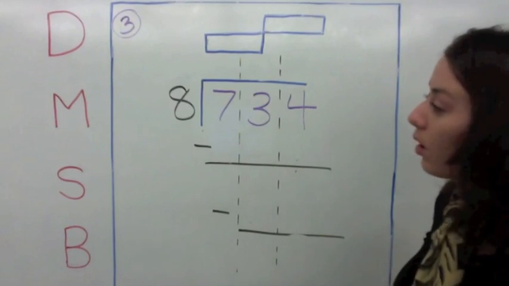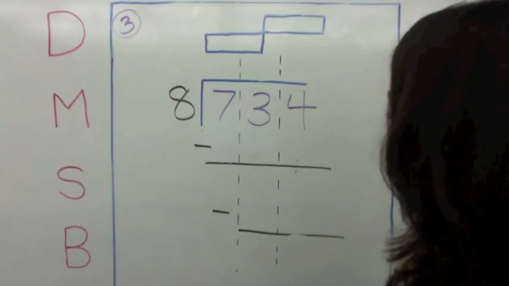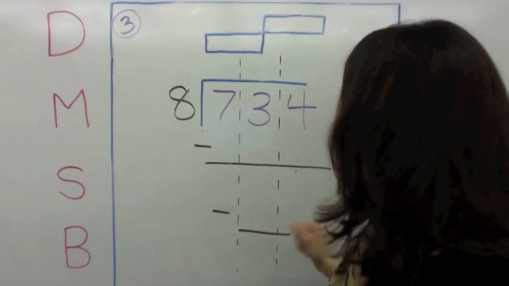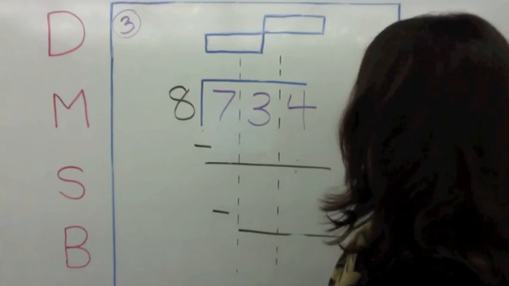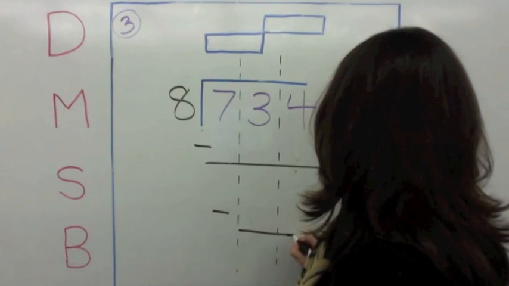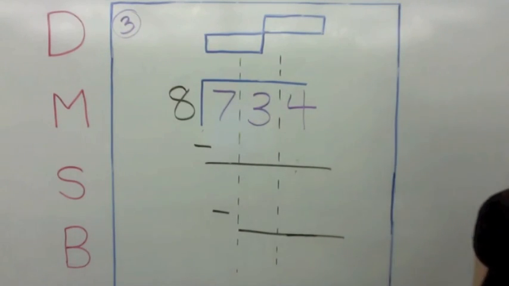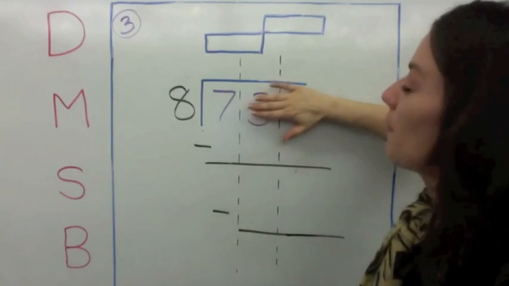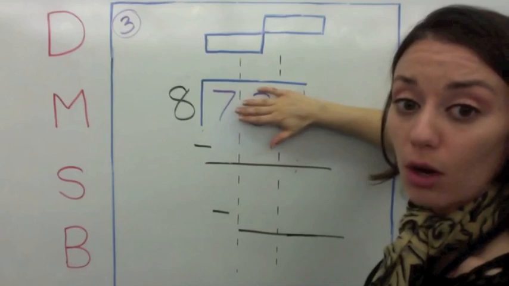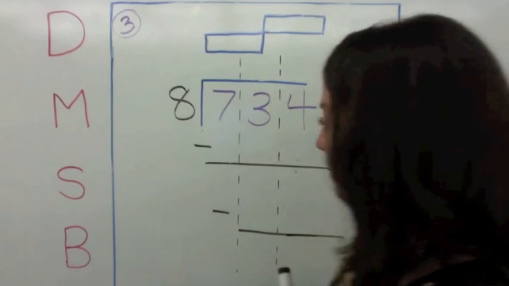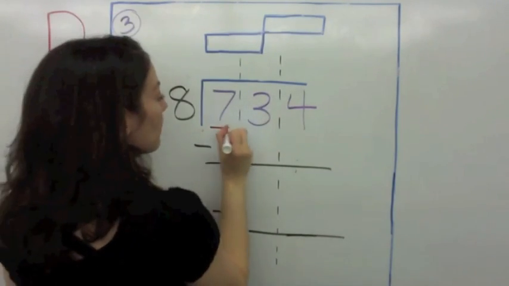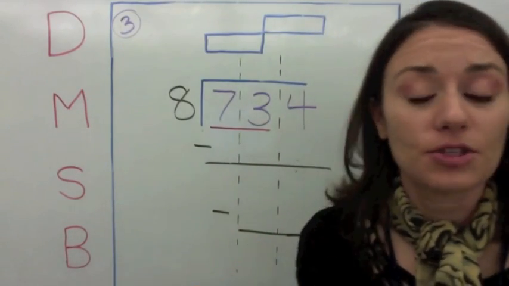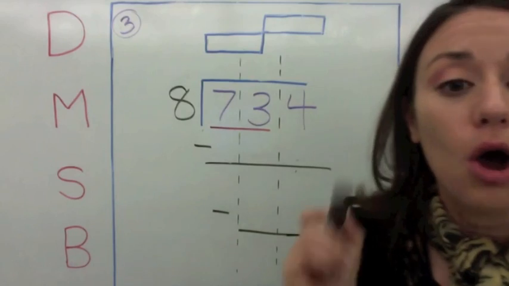Okay, let's try one more problem. Read it with me. This one says 734 divided by 8. Read it again. 734 divided by 8. Very good. When we try to do division, we're going to try and skip count. Can we skip count by 8 to get to 7? No. So we need to go to the next digit, which is 3, and we're going to look at the number 73. Now, when you skip count by 8, can you get to a number that comes before 73? Oh, yes, you can.